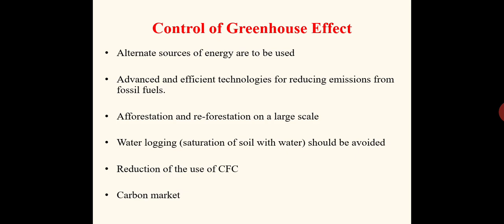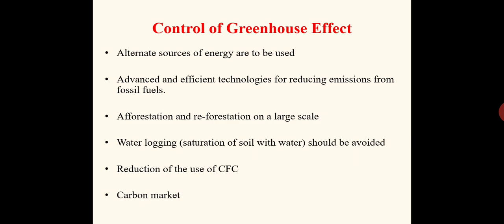Then next we have to do is advanced and efficient technologies for reducing emissions from the fossil fuels. See, fossil fuel we cannot avoid completely. Without fossil fuel we cannot survive as of right now. So the only thing we can do is develop technologies for reducing emission. Somehow CO2 is to be absorbed in some other way before emitting into the atmosphere. We will be lucky to reduce the greenhouse effect. So some technologies are to be developed for reducing the emission of the fossil fuel.